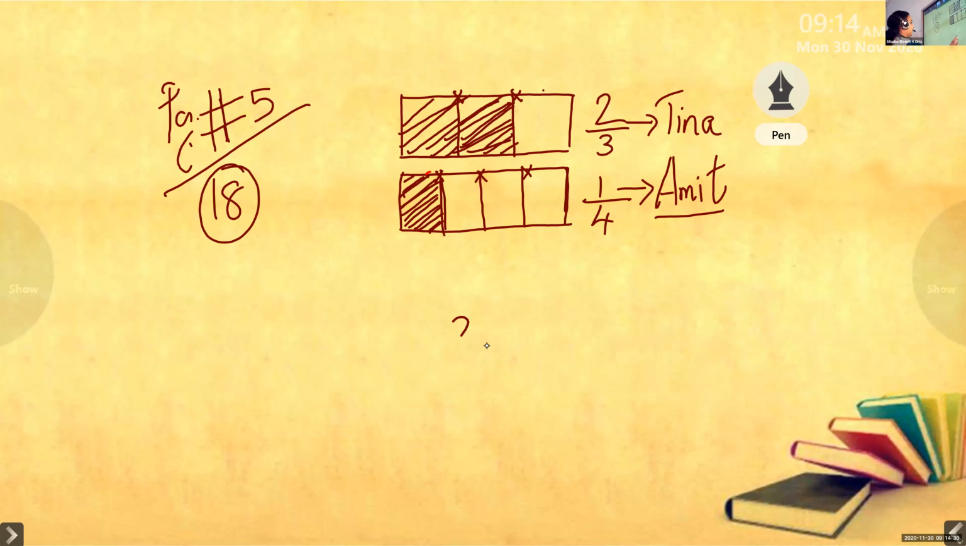And I also taught you another method that we will discuss here. 2 by 3, 1 by 4. This is the cross multiplication method. No need to write that. Okay, Len, can you please unmute and tell me how we can do cross multiply?